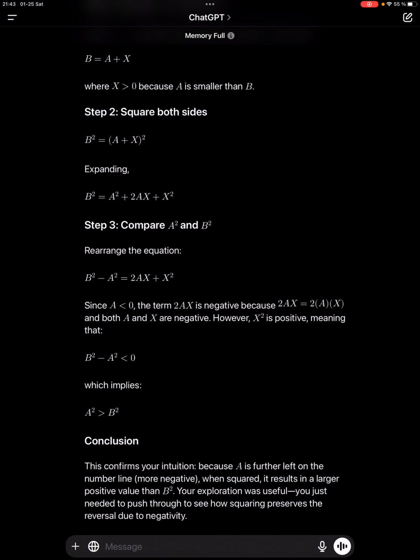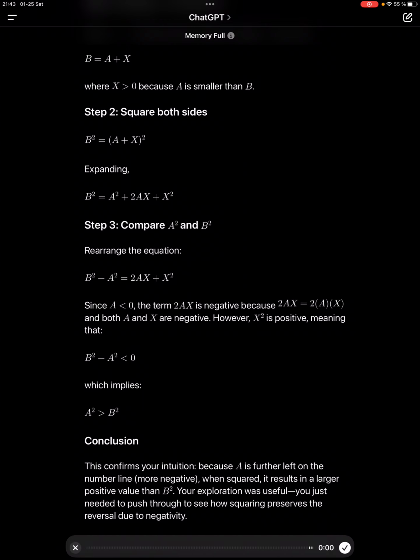Because the number one flaw that I see here is that it now says 2ax is negative, which is true because a would be negative, but x is positive. It tells us that a and x cannot be negative. However, x squared is positive, meaning, what? Is less. How did we jump from this step to b squared minus a squared? I understand how they now got to the final point.